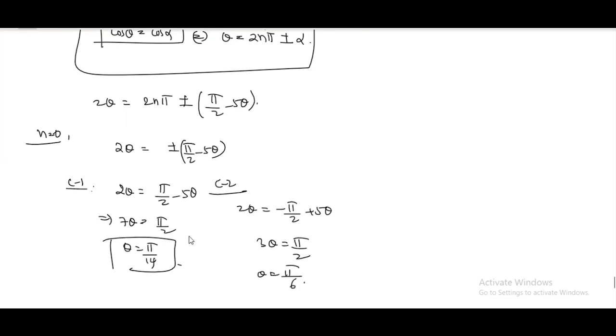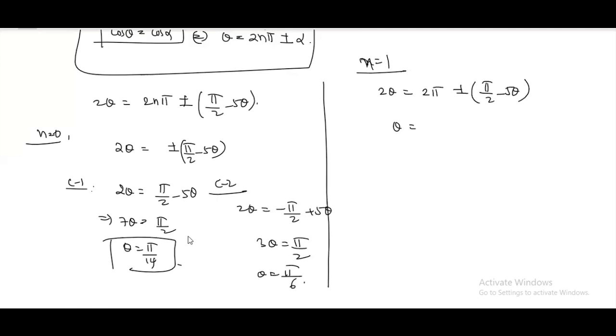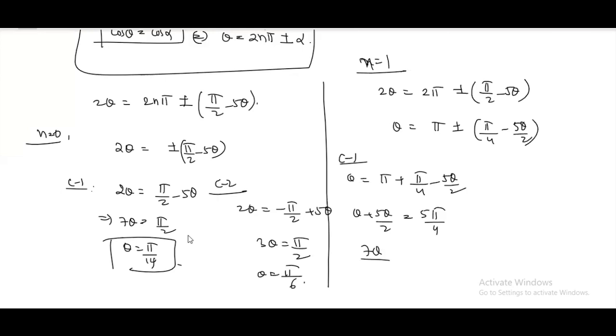So next, if I substitute n is equal to 1, it will become 2 theta is equal to 2 pi plus or minus pi by 2 minus 5 theta. So theta is equal to what you will get? Pi plus or minus pi by 4 minus 5 theta by 2. If I remove this plus or minus, once case 1, theta is equal to pi plus pi by 4 minus 5 theta by 2. So from here, theta plus 5 theta by 2 is equal to 5 pi by 4. So here 7 theta by 2 is equal to 5 pi by 4.